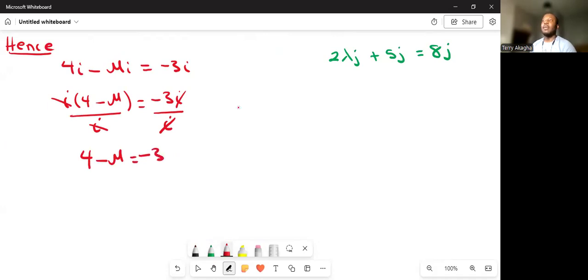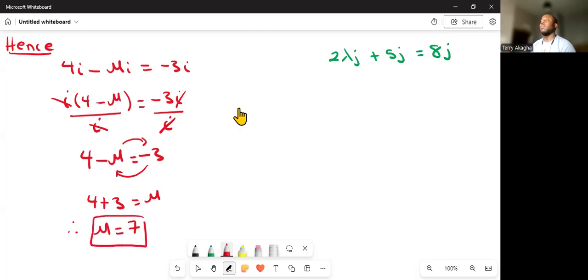Okay. Then I take mu to this side, and I take minus 3 to this side. So it's going to be 4 plus 3 is equal to what? Mu. And therefore, mu is going to be 4 plus 3 will give me what? 7. Okay. The same thing for the j. What is common here is j, and you're now left with 2 lambda plus 5, and that will be equal to 8j. I'll now divide both sides by j.